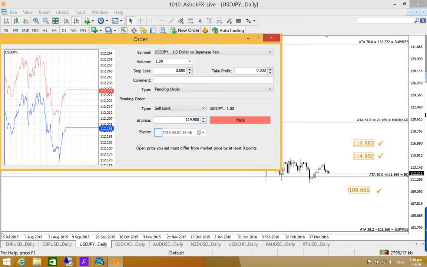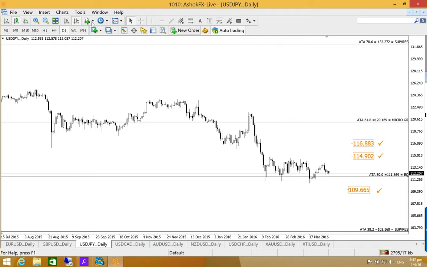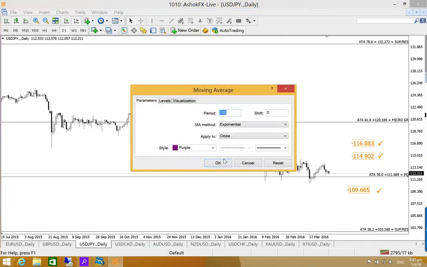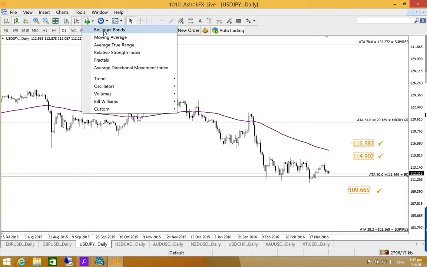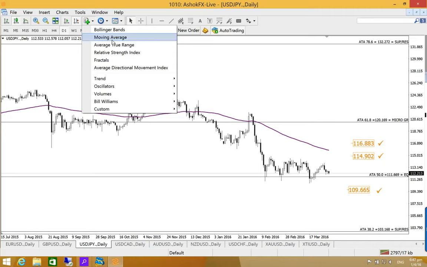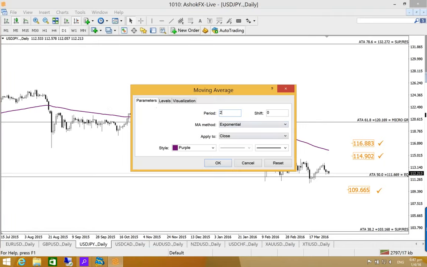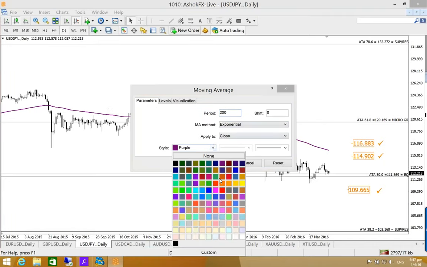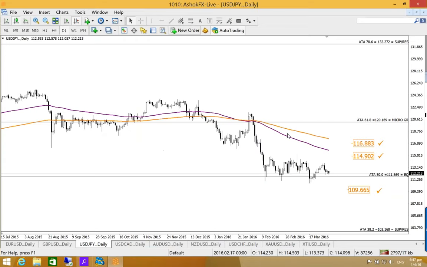114.902. But now I can't decide on the TP, which is a mistake here. So what I'm going to do is put my moving average 200 and 100 to determine whether it's an uptrend or downtrend. I'm going to put 200 here. Whether it's uptrend or downtrend, let's find out. And this is a downtrend.